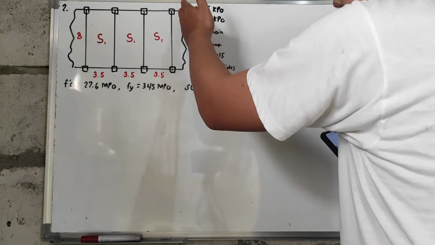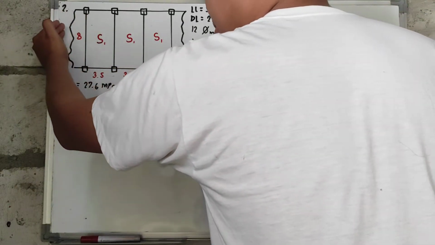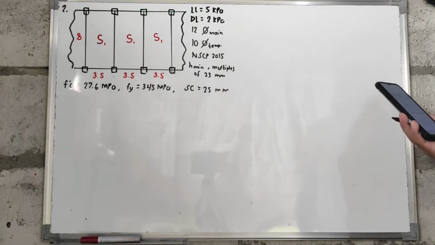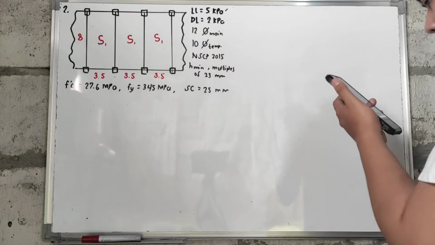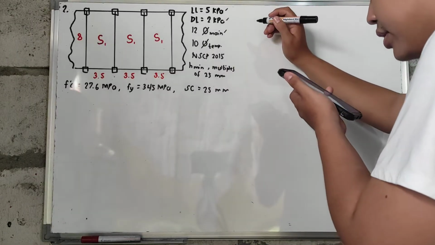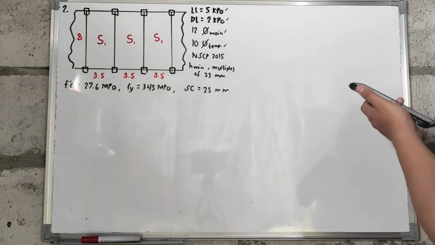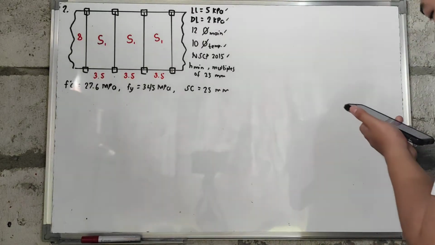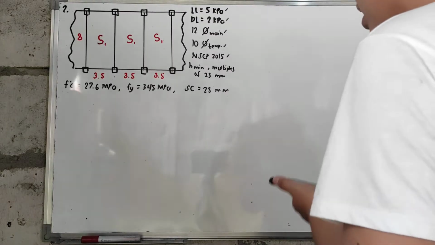So mapapansin natin dito, meron siyang katuloy na span. And with the same end dito sa kabila din, meron din siyang katuloy, denoted by this symbol. The slabs are subjected to a live load of 5 kilopascal and a dead load of 2 kilopascal. Use 12 mm diameter main bars and 10 mm diameter for temperature bars. Apply the ACI moment coefficient method and use NSCP 2015. Assume multiples of 25 mm for the minimum thickness of the slab.